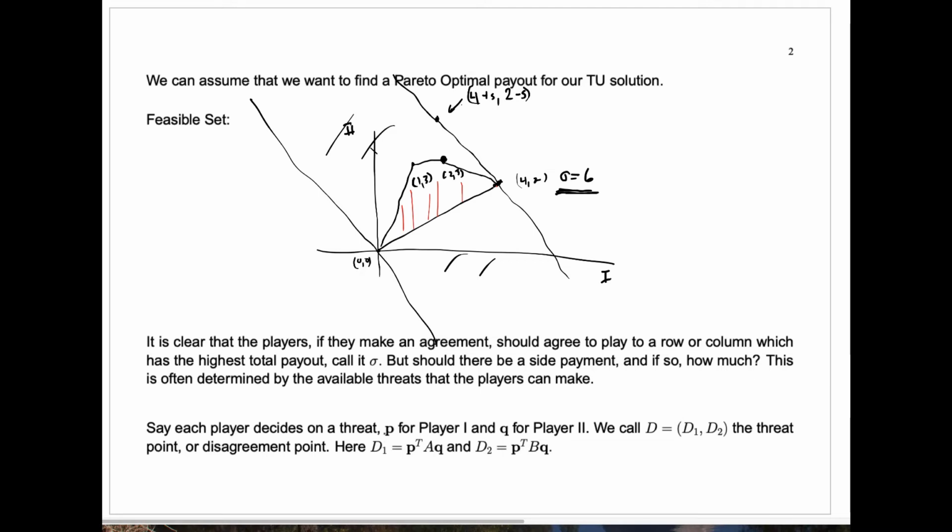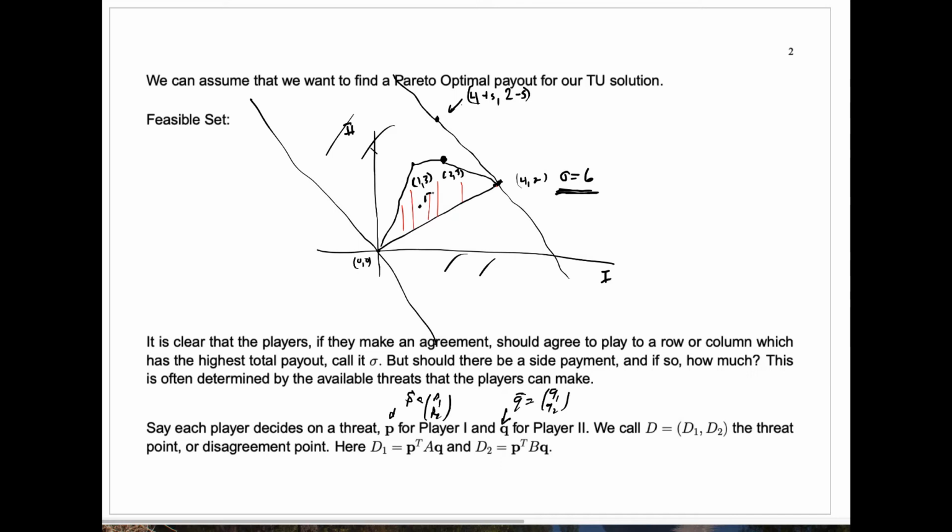Say each player decides on a threat. This will be some probability vector P for player 1 and some probability vector Q for player 2. Remember, P in this case would just be a probability vector, say P1, P2, where P1 is the probability for player 1 to play row 1, P2 for row 2, and Q will equal Q1, Q2 with probabilities for column 1 and column 2. Let's just say they decide on those as threats. We're going to call the point D the threat point or disagreement point. What is this point D?